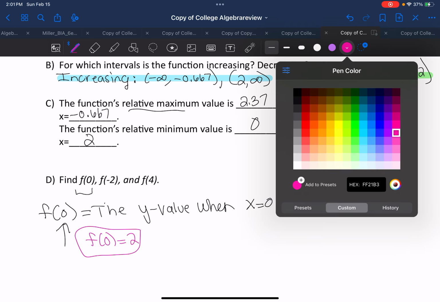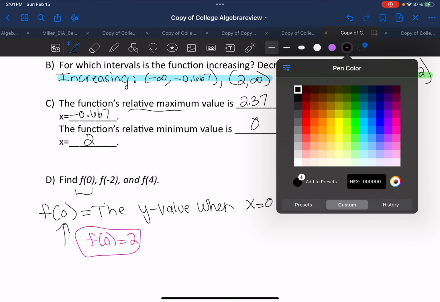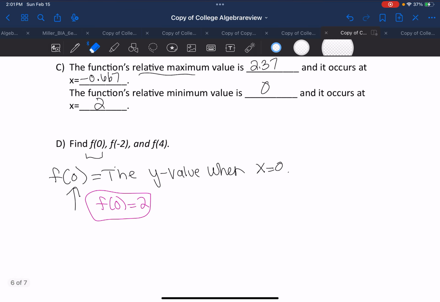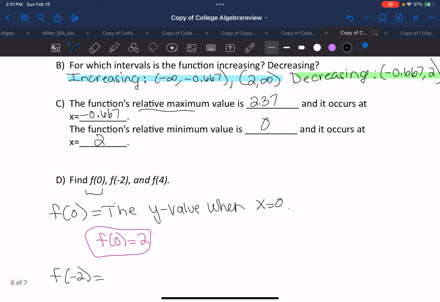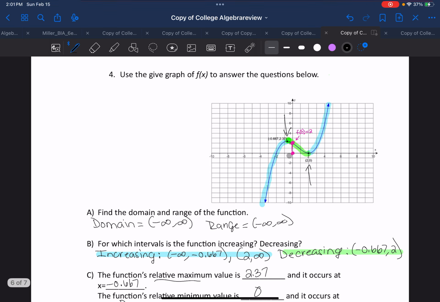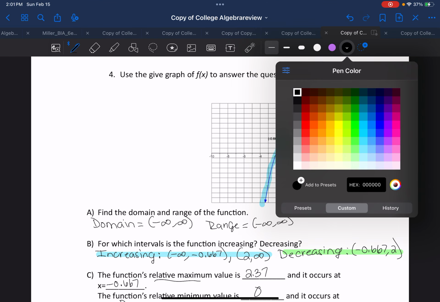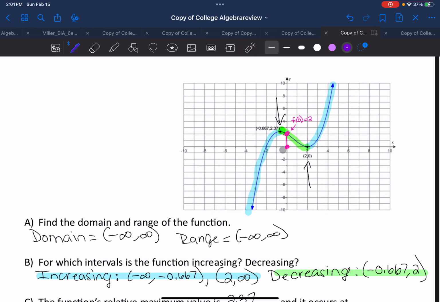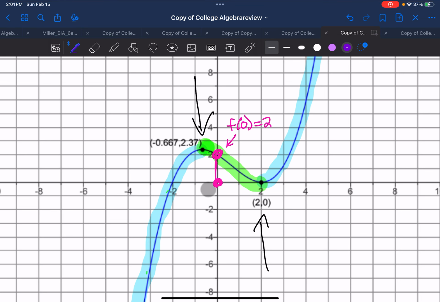The next one is f of negative 2. So same thing, finding the y value when x is negative 2. So x is negative 2 is right here, and that's right on the graph. So that is f of negative 2. The y value there is actually equal to 0 because it lines up with the y value of 0 there. So this is equal to 0.